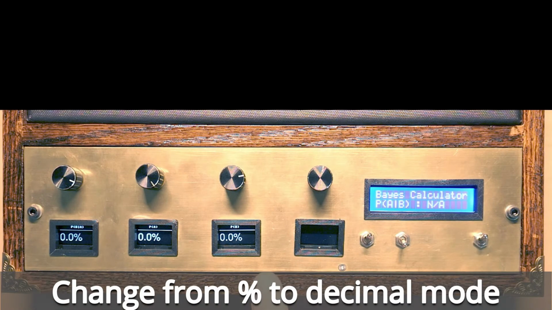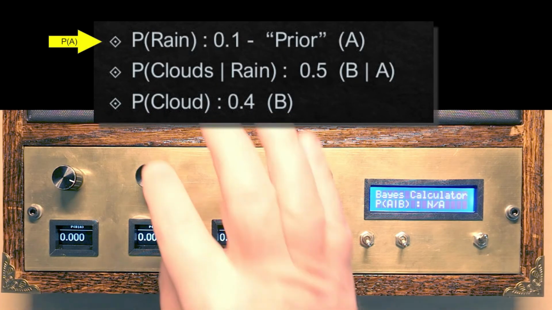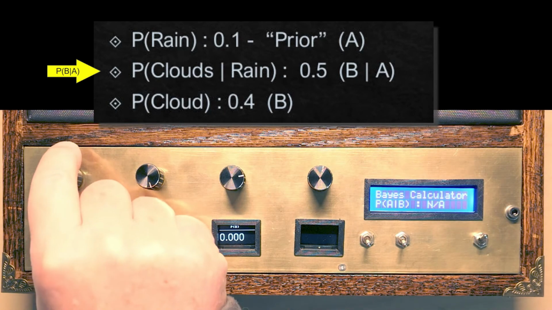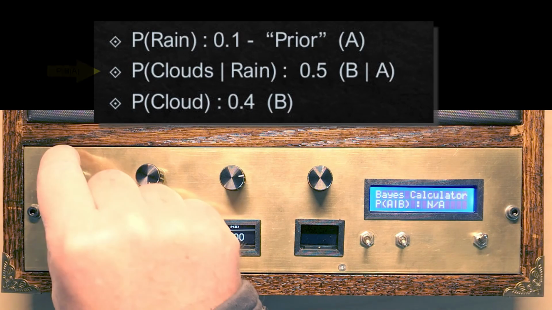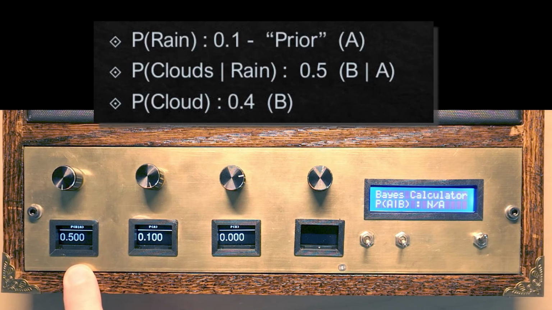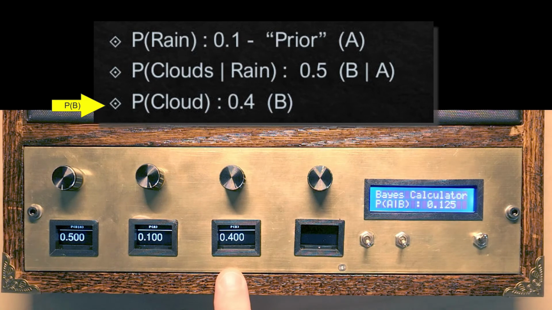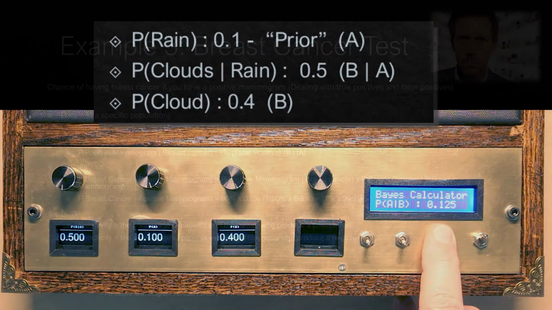In this case I'm going to enter decimals rather than percentages, so I'll switch it to decimal mode. First I'm going to enter my prior, so just the probability of rain is 0.1. And then the chance that there's going to be clouds if there's rain is 0.5. So I'll set that up as P given A. And then finally the chance that it's going to be cloudy is probability B. And the result is 0.125 chance that it's going to rain on my picnic.